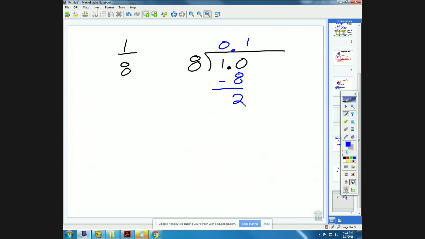That's not a 0 remainder, is it? So that means I got to keep going. To keep going, I just add another 0. Isn't 1 the same as 1.00? Yeah. So I'm still continuing the same problem. I have a 0 to bring down now. Let's see, 8 goes into 20 twice. So 2 times 8, 16.